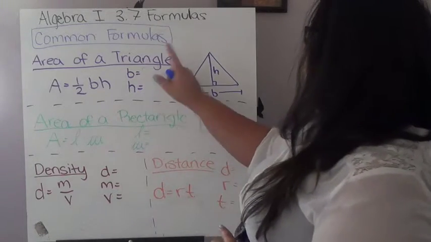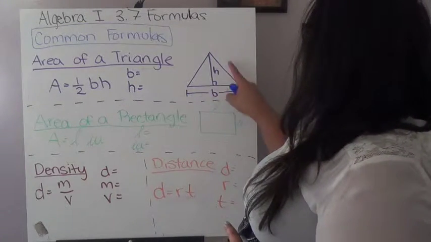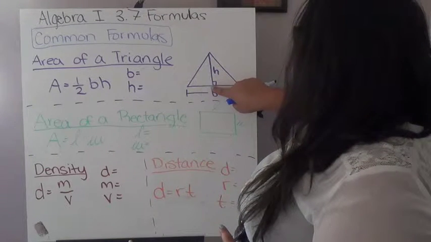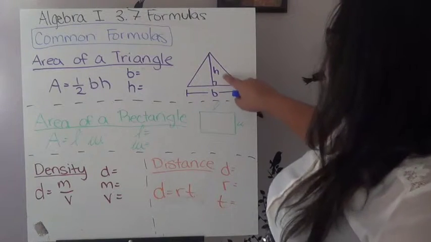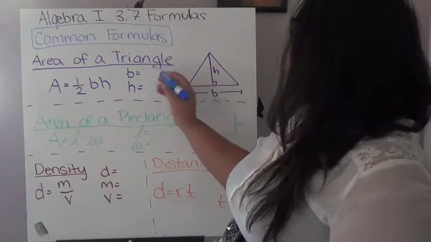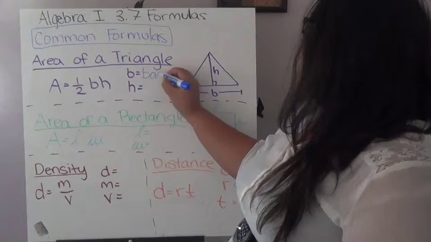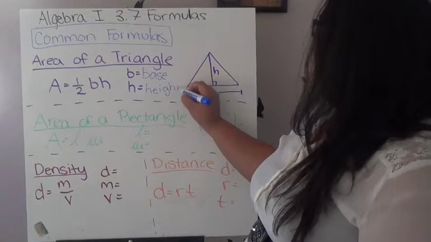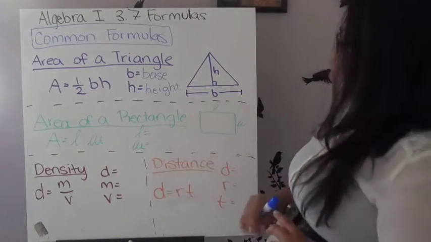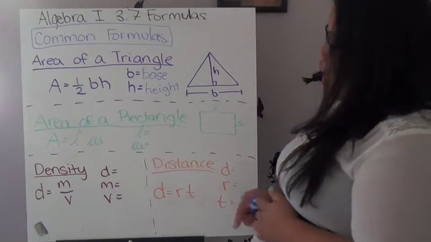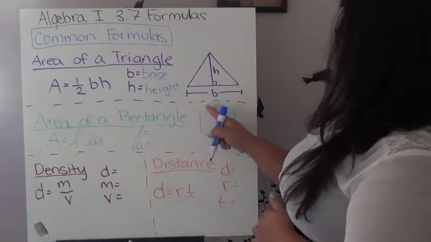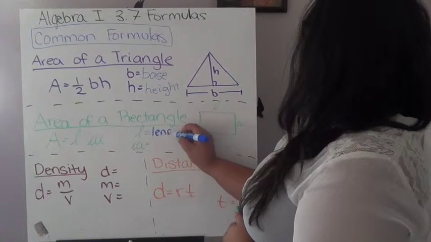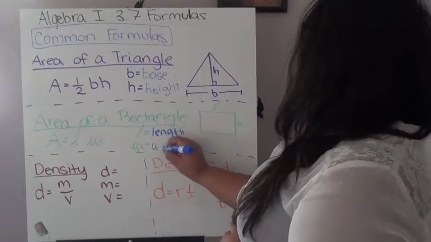The first one is the area of a triangle. So here's a triangle, and from the vertex straight down to a base at a right angle gives us the height and the base. So B is my base and H is my height. The area of a rectangle is something that you might have seen, and it's basically you multiply the length times the width. So the cursive L is length and W is width.